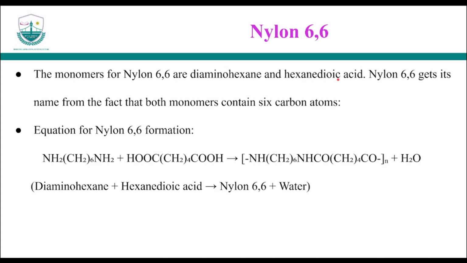You have 2 carboxylic functional groups, you have 2 functional groups for carboxylic acids on the same compound. So nylon 66 gets its name from the fact that both these compounds have 6 carbon atoms. So this is what we mean here. This is an amino group. This is an amino group. So there are 2 amino groups. So that's what we say, diamino.